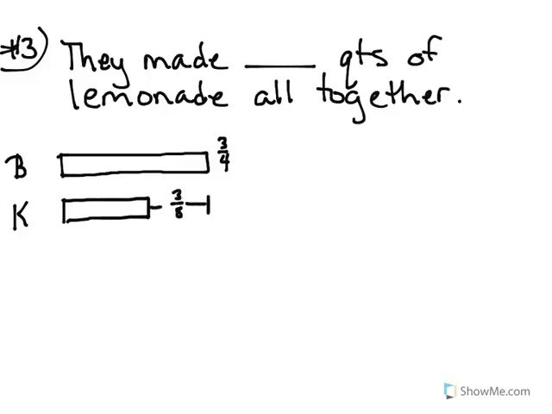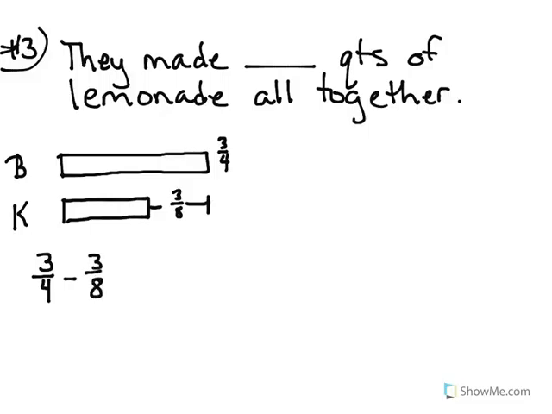So notice I'm labeling that piece that's showing the difference between Ben and Krista's, the piece that's not part of the bar, with 3/8, because that's what the problem tells me. So looking at this bar model, I know that I need to subtract 3/4 minus 3/8.